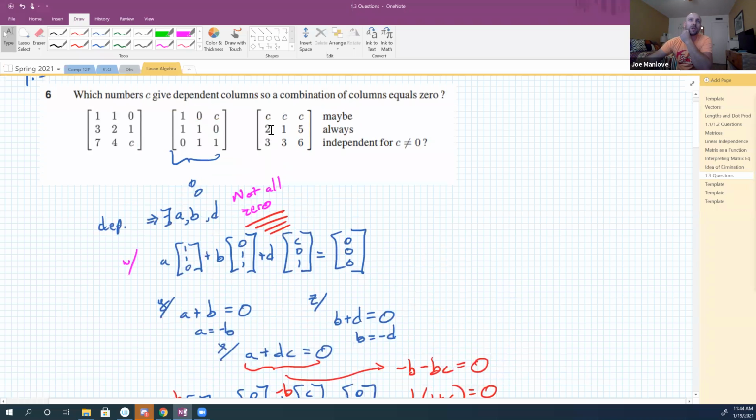One way we could do this is to think about the fact that 2, 3, and 1, 3 are probably not going to cancel conveniently. If I try to get these to combine to 6 so I can cancel with that one, I'm going to have to use roughly equal parts of these, and that's not going to cancel this 5. Fiddle around with this a little bit. It's not so bad, but you might end up with an equation that doesn't have a solution. That's what they mean by maybe always independent for C not 0.